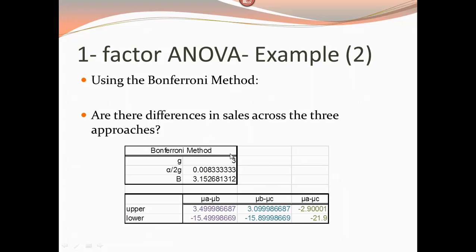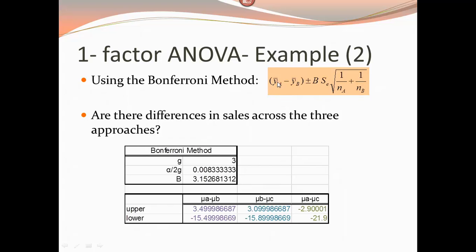G is the number of comparisons, so we're going to be doing 3 comparisons: approach A minus approach B, approach B minus approach C, and approach A minus approach C. Or you can just say there's 3 sales approaches, so G is 3. 2 times alpha over G is going to give you this probability, and you're looking up B, this t statistic for this given probability. And you follow the formula as shown right there.